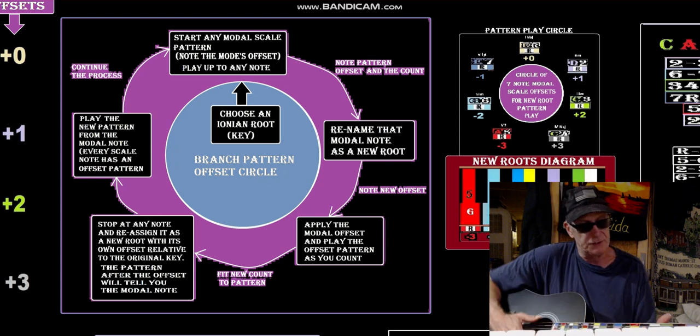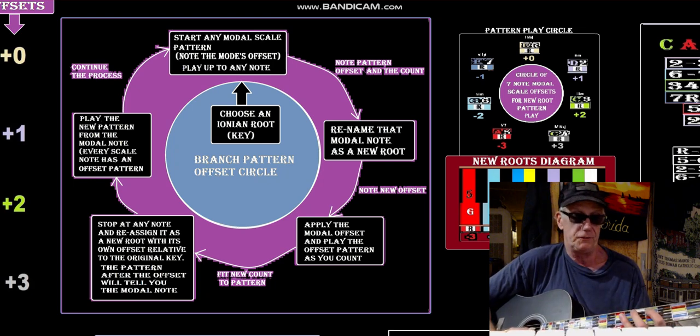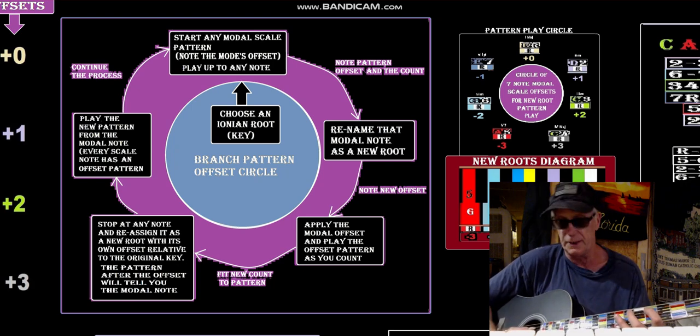Okay, we just did that. We were playing the offset pattern, which was 5 plus 1. Scale degree is 6. So it was the Aeolian.